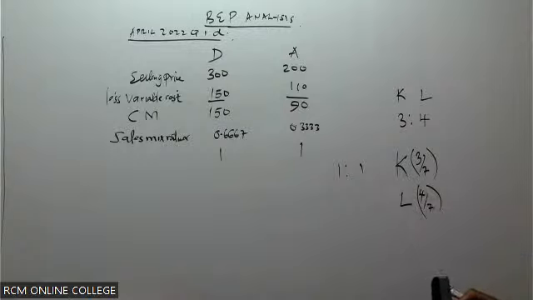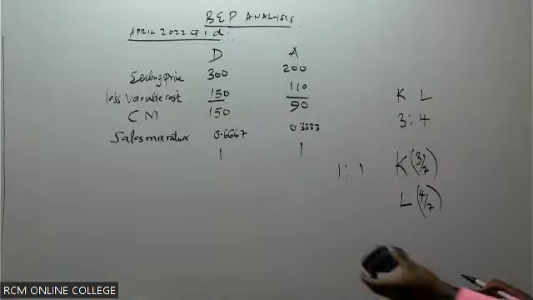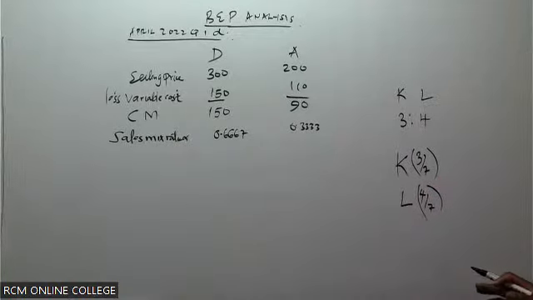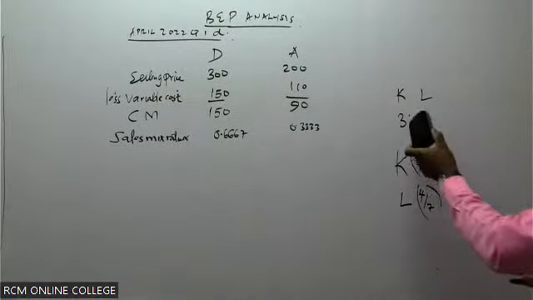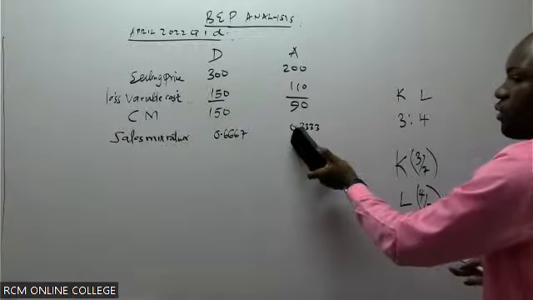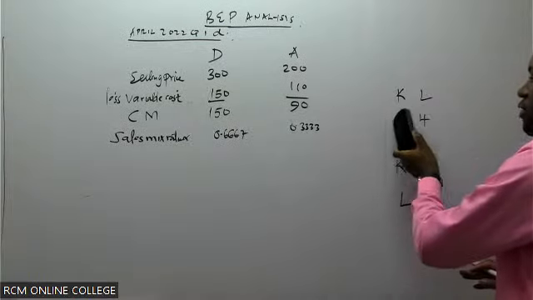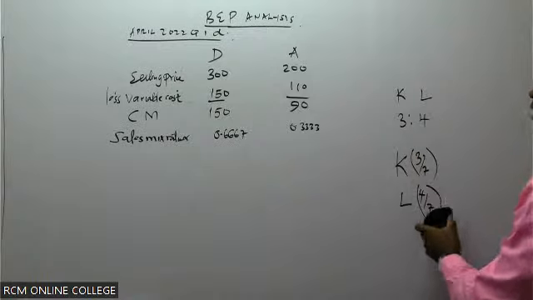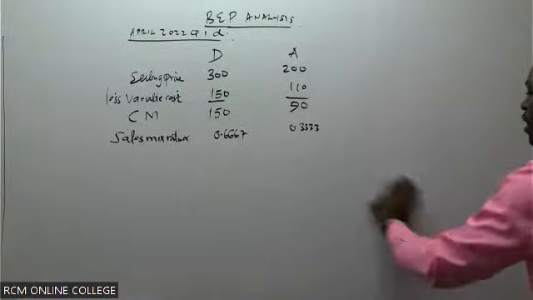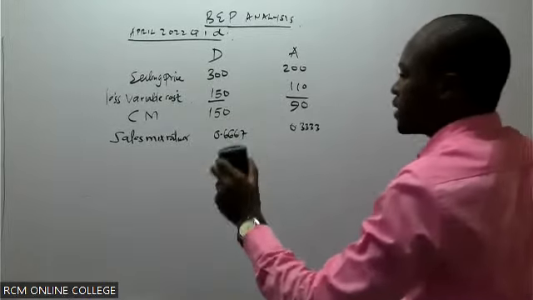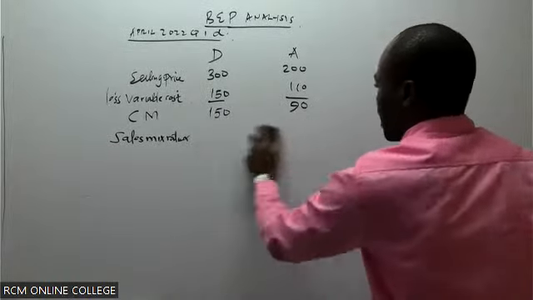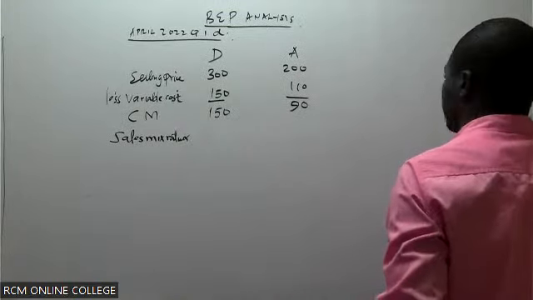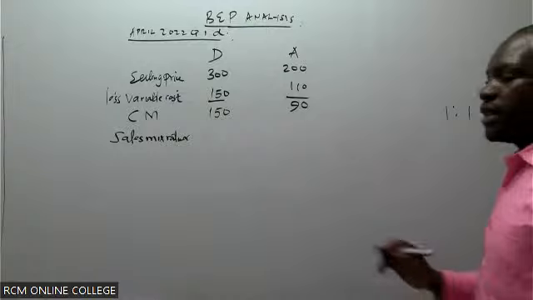Is that clear to somebody? 3 to 4 is not 3 and 4, but it is 3 over the total, which is 7, and it is 4 over the total, which is 7. So having identified that, are you able to give me the new sales mix ratio of D and A, given that they are telling us the ratio will be 1 is to 1? So go ahead and give me the new sales mix ratio here.